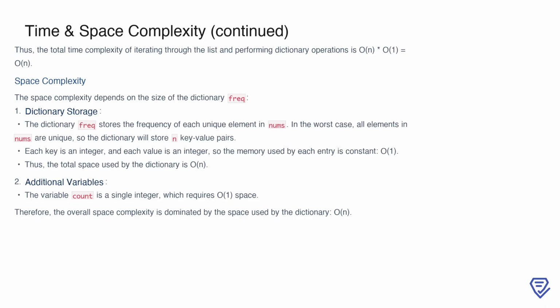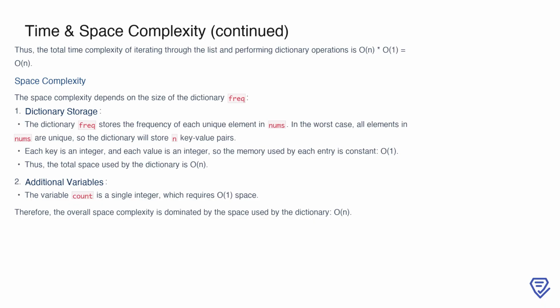Turning to space complexity, the primary factor is the dictionary frequency, which stores the frequency of each unique element in the array. In the worst-case scenario, all elements in nums are unique, so the dictionary would contain n key-value pairs. Each key-value pair requires constant space, so the space required by the dictionary is proportional to the number of unique elements, resulting in O(n) space.